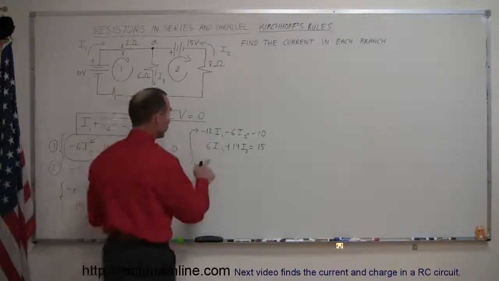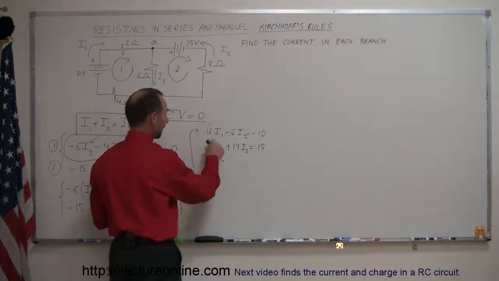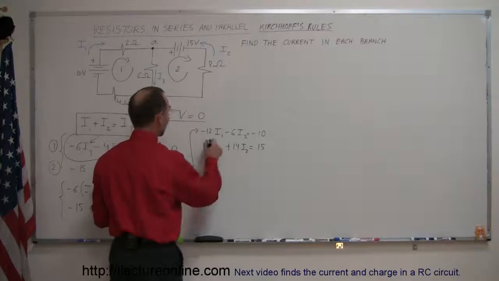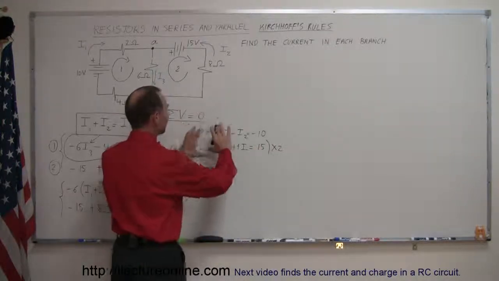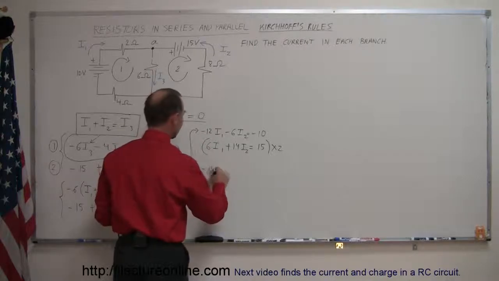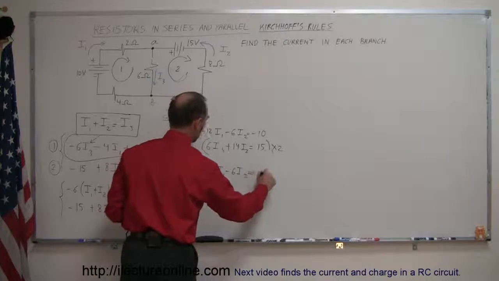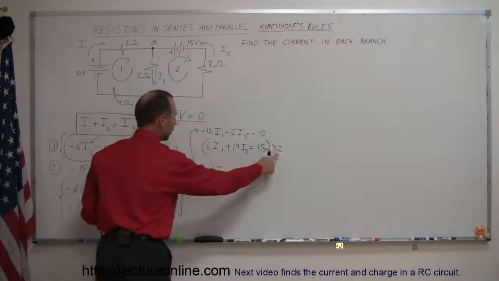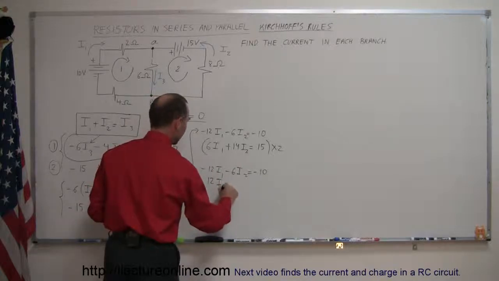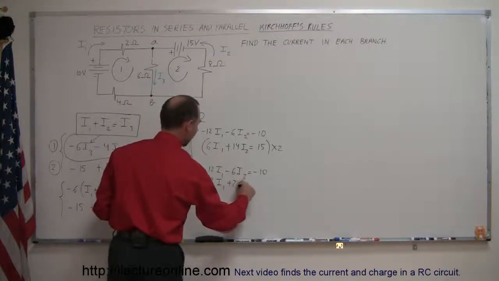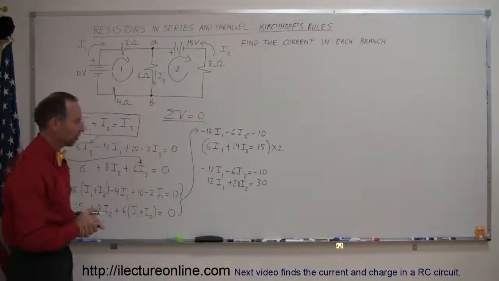And probably what I want to do is multiply the second one by 2, because then this will become 12I1. I can add the I1s together and they will drop out. So I'm going to multiply the second one times 2. So repeating the 2 equations, I get minus 12I1 minus 6I2 equals minus 10. And then the second equation becomes, when I multiply both sides by 2, 12I1 plus 28I2 equals 30. So multiply the second equation by 2.